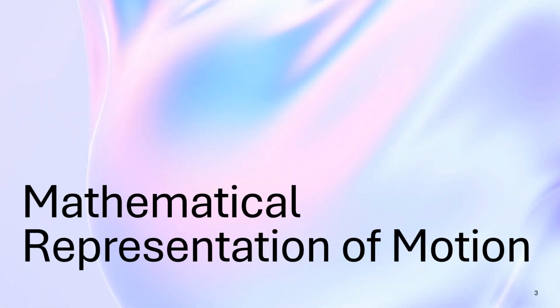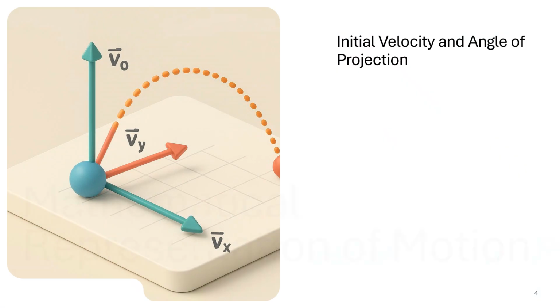So to analyze projectile motion mathematically, we express the motion using equations of motion. Since projectile motion consists of horizontal and vertical components, we will write separate equations for horizontal motion and vertical motion, and then we'll combine them to describe the complete motion.